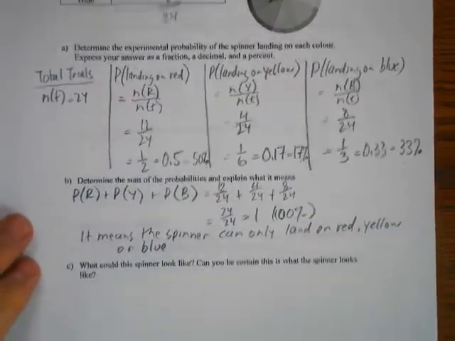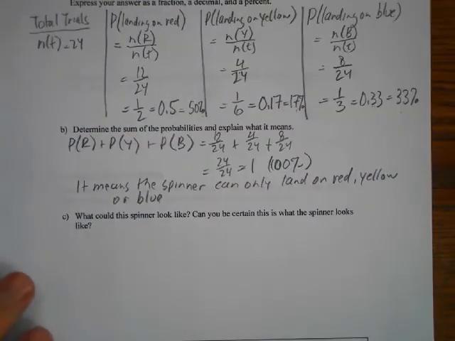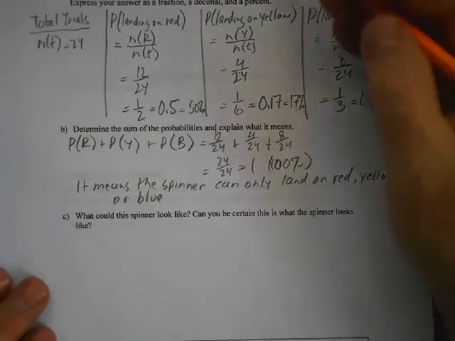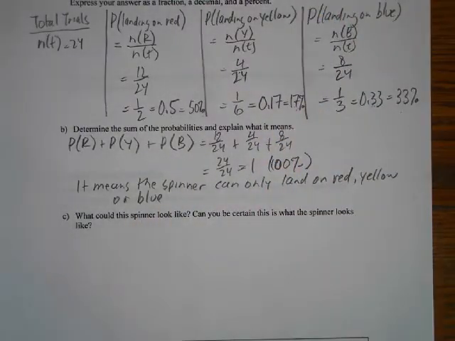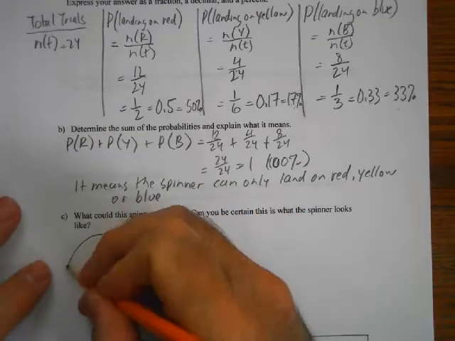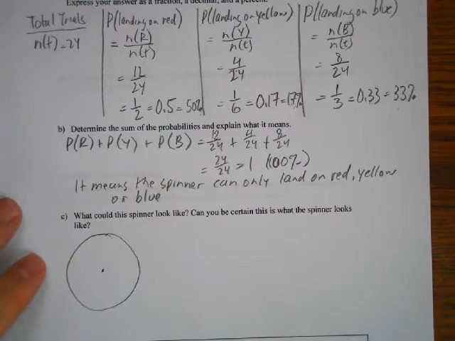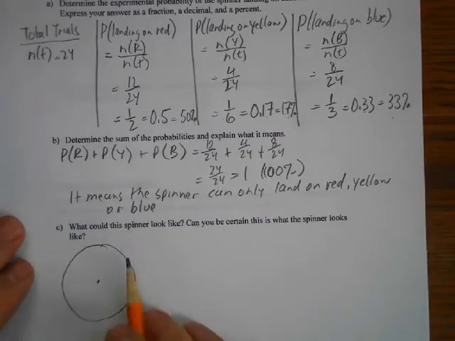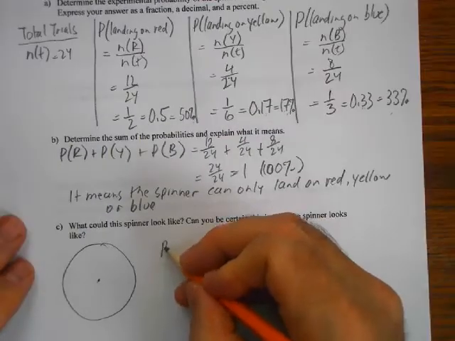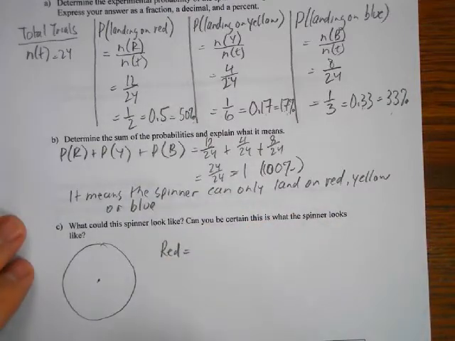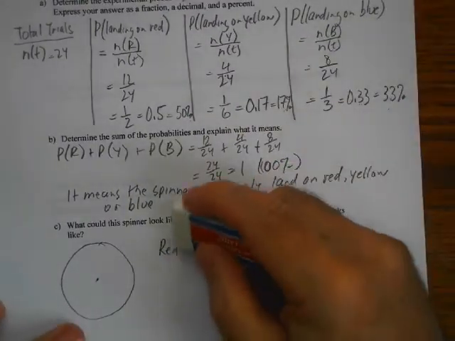Okay. Now the last part is kind of interesting because, like I said, we never had a picture of the spinner, but what we're going to try to do is draw a picture of what the spinner might look like. So obviously we're going to start with a blank circle, with the middle, and I'm going to look at each probability. So if I look at the red, I landed on red half the time.